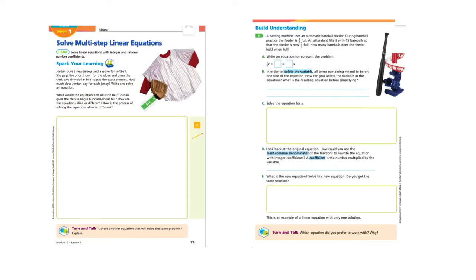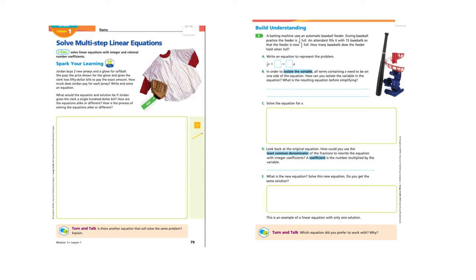So this first page of lesson 1, the Spark Your Learning, let's first look at the I can statement. It says, I can solve linear equations with integer and rational number coefficients. So think about what is an integer, make sure you remember that, and what is a rational number, and what's the difference between those two things. So if you're not sure, you can stop and kind of look those up and then start again.